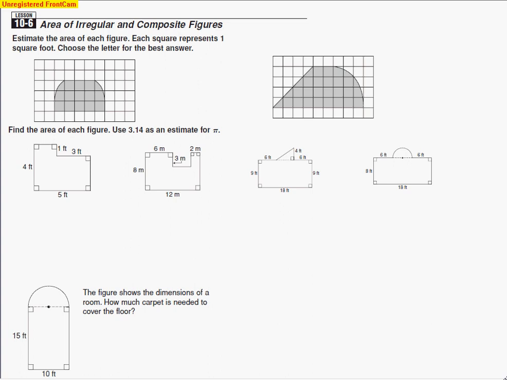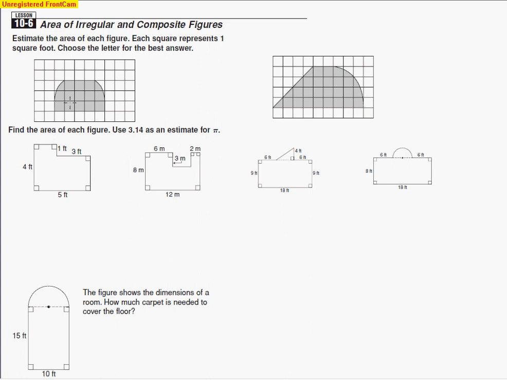Today's lesson is finding the area of irregular and composite figures. So the first two problems we see are problems in which they give us an irregular figure. Irregular just means that it doesn't look like a rectangle, it's not really a triangle or a trapezoid, not one that we have a formula for.